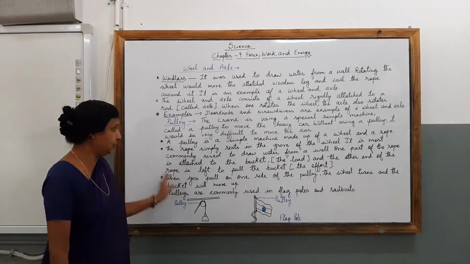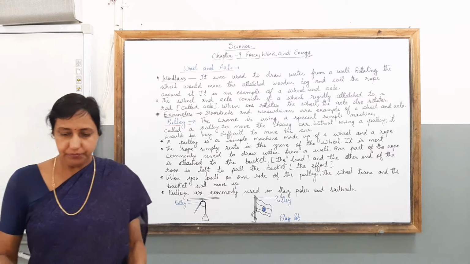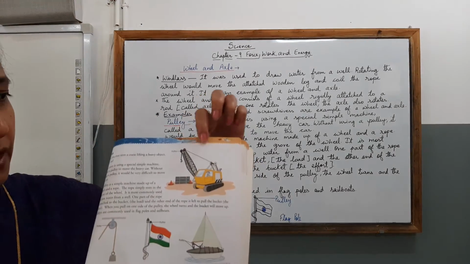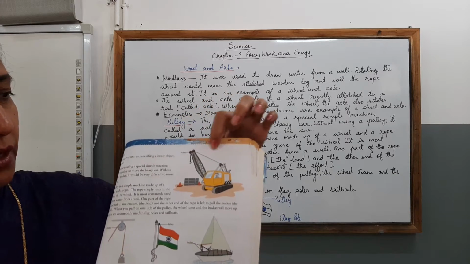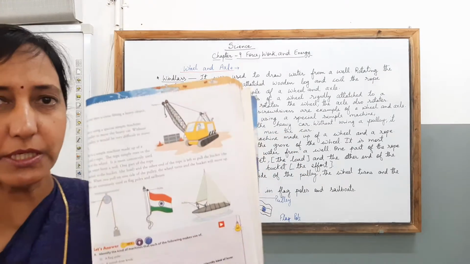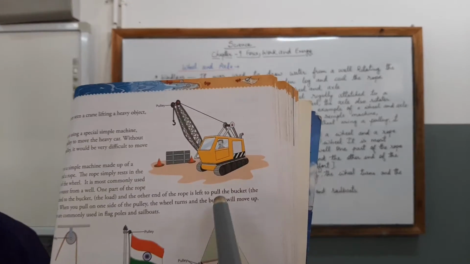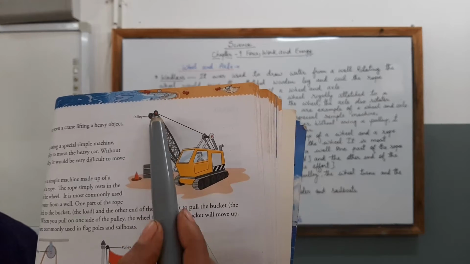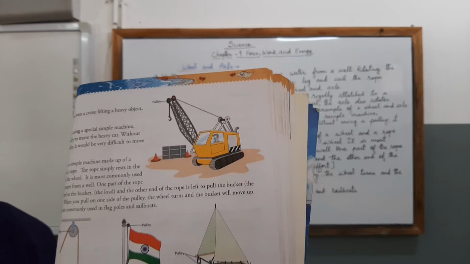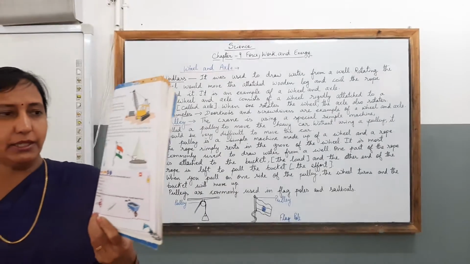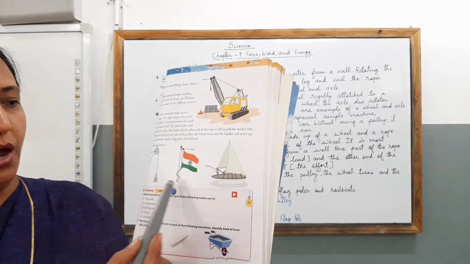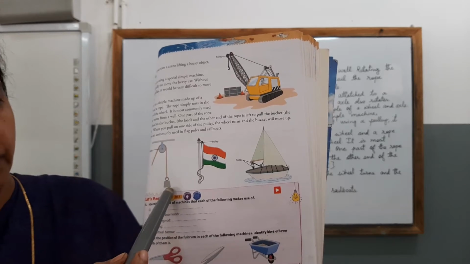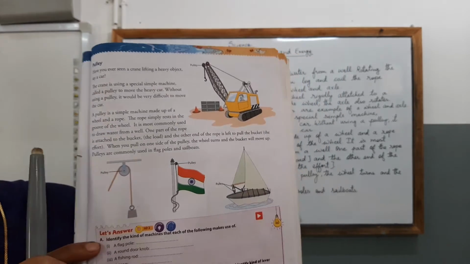Here you are going to see a crane which is shown in your textbook. With the help of a pulley, a crane can lift heavy objects. Can you see it, children? Here the picture of a crane is given, and you can lift any heavy load with the help of a pulley. The other examples given below show the pulley here, and the load is being picked up with the help of the pulley as it is rotating.